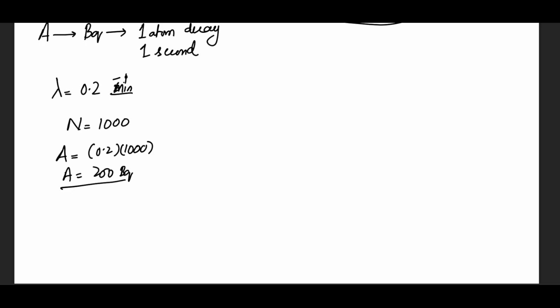Now, how many atoms are left after that 1 minute has passed? You see, you started with 1000 atoms, and after 1 minute has passed, you are left with only 800 because 200 have decayed out. They have left the sample. Okay, so what will be the activity now?